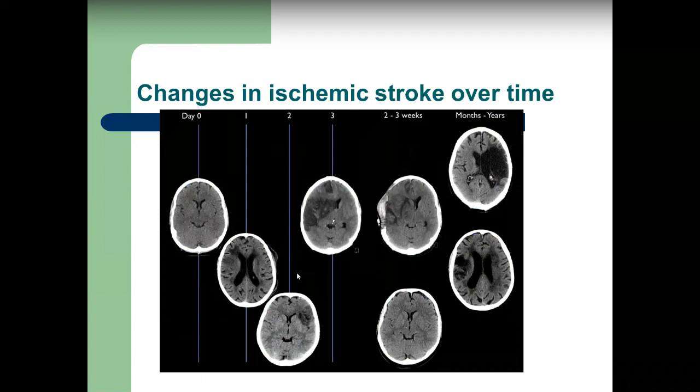So CT is good in detecting changes, of course, in ischemic stroke over time. Firstly, we can see nothing, then a hypodense zone, then it can be hemorrhagically transformed, and in months or years we can find a liquid filled area.